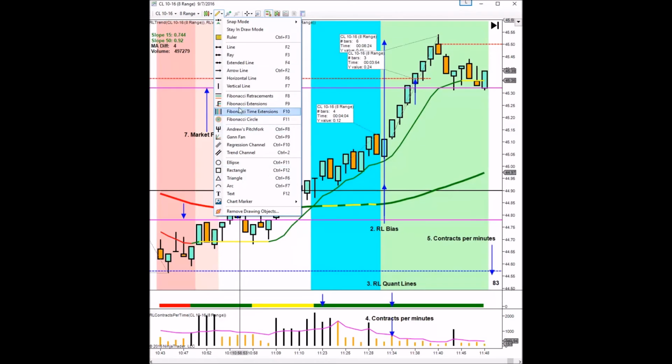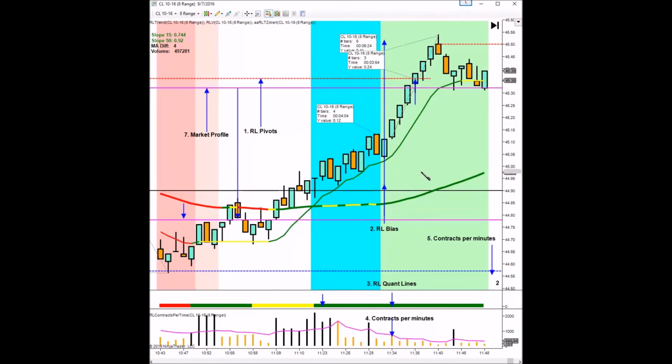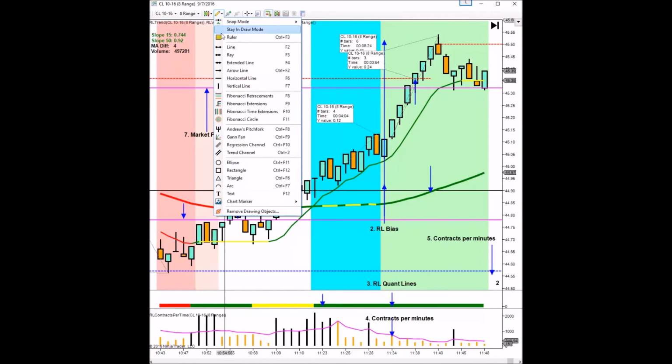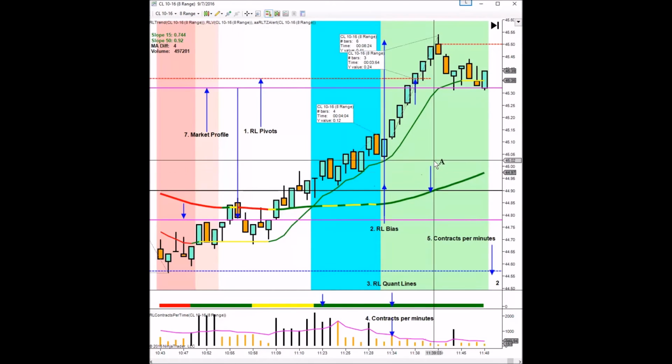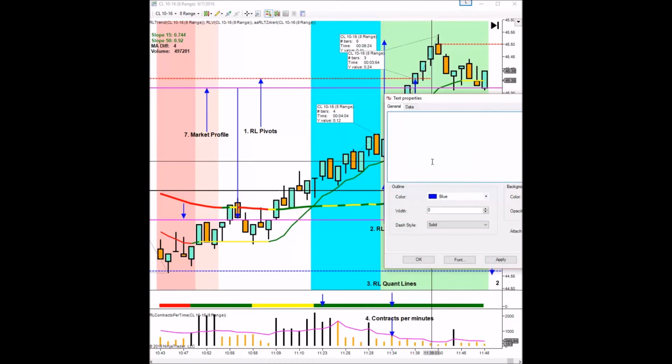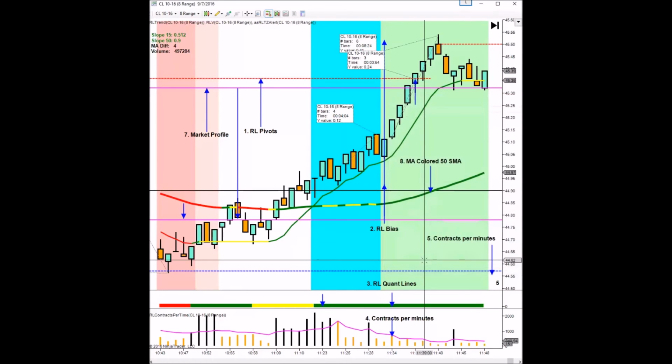This is the simple moving average colored, that we call it. This is number 8. Moving average colored. It's formatted as a 50 period simple moving average. That's number 8.